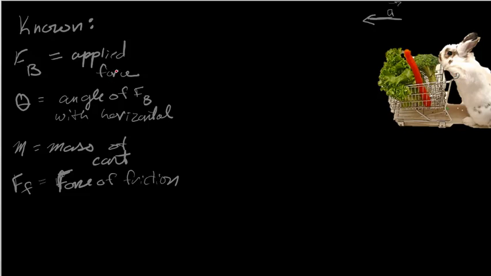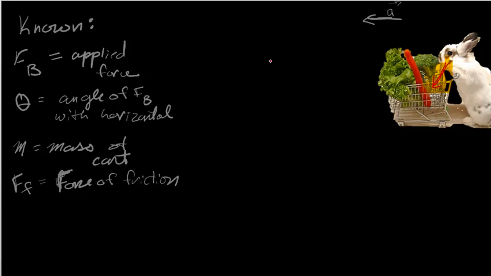The bunny is applying a force, F sub B, to the shopping cart. Notice it's kind of pushing down and over because the cart's accelerating to your left. The angle of the force of the bunny with the horizontal is theta. See, the bunny's pushing down at an angle here. And M is the mass of the cart, and F is the force of friction. So you've got some friction pushing back against the bunny pushing.